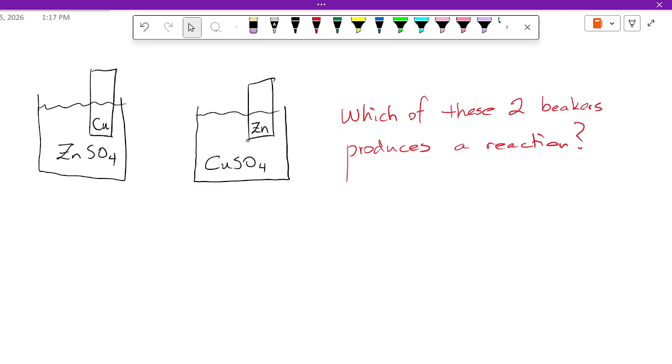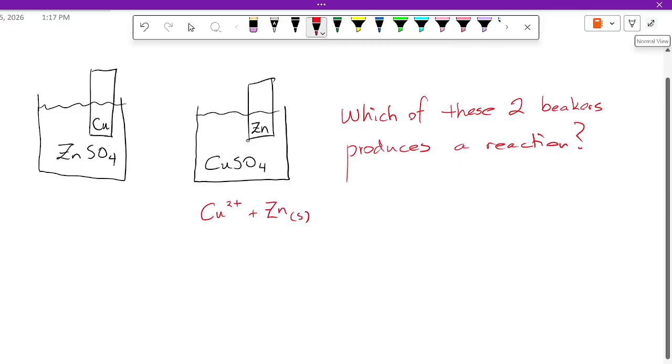Okay. Baran, which one do you think? Copper 2+ with zinc solid. How do you guys feel about that? We're good? Okay, let's take a look at how we get that, just to make sure we're all on the same page.